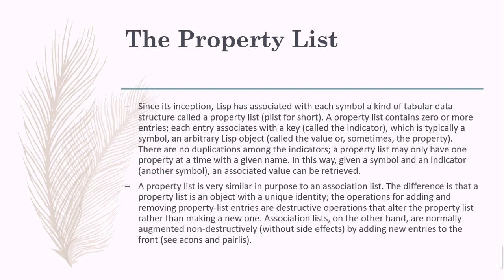In this way, given a symbol and an indicator, another symbol and associated value can be retrieved. A property list is very similar in purpose to an association list. The difference is that a property list is an object with a unique identity. The operations for adding and removing property list entries are destructive operations that alter the property list rather than making a new one. Okay, that's what they are saying. Association lists, on the other hand, are normally augmented non-destructively, without side effects, by adding new entries to the front.